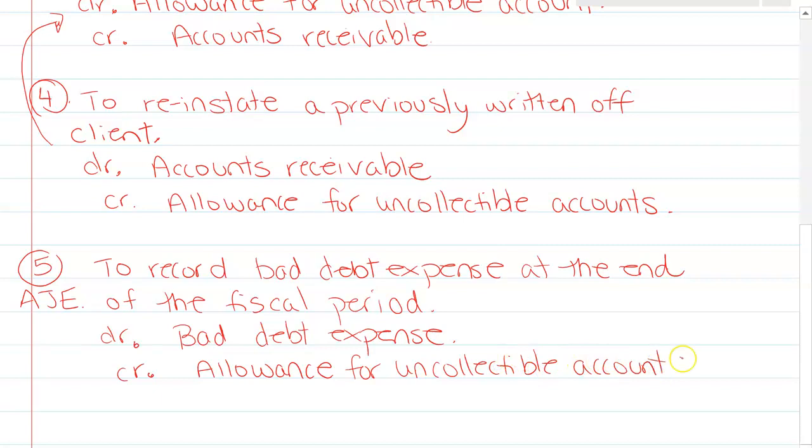And you just have to be careful, because sometimes once we open up the T account for the allowance for uncollectible accounts, we may have to do the reverse of this entry, where we debit the allowance for uncollectible accounts and then credit bad debt expense. So those are the 5 most common journal entries that we'll make when we're recording accounts receivable.